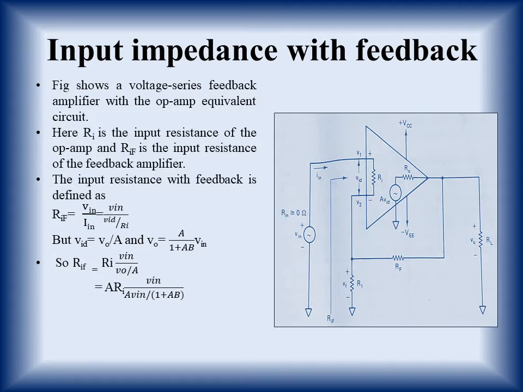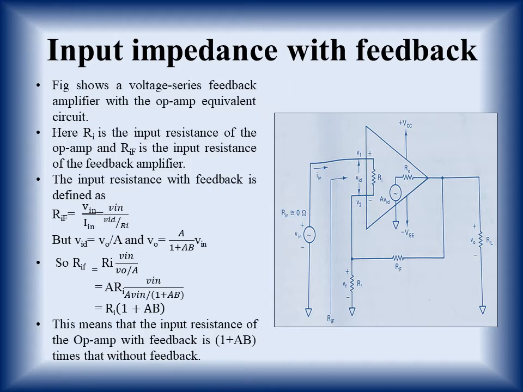Now the terms that can be cancelled out will cancel out, and we will finally obtain RIF is equal to RI bracket 1 plus AB. So what does this equation show? This equation shows a relation between RIF and RI, or we can say the input resistance with feedback is equal to input resistance without feedback multiplied by a factor 1 plus AB, or we can say the input impedance with feedback increases by a factor 1 plus AB.